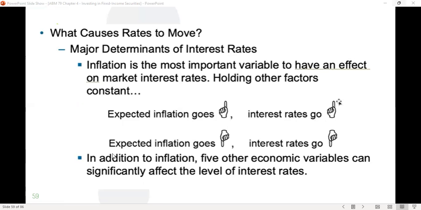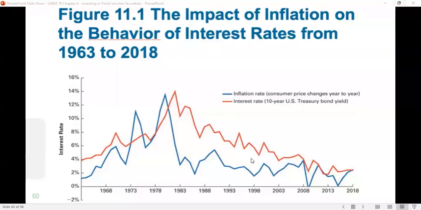So in addition to inflation, five other economic variables can significantly affect the level of interest rates.